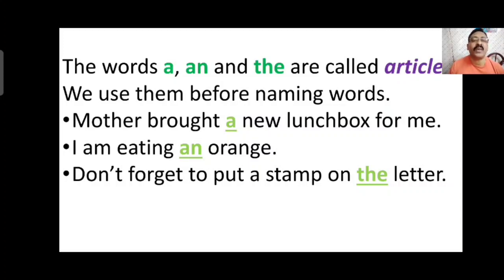You can see, children: Mother brought a new lunch box for me. I am eating an orange. Don't forget to put a stamp on the letter. In these three examples, you can see mother brought a lunch box for me; A is the article used here. In the second sentence, I am eating an orange; An is the article used. In Don't forget to put a stamp on the letter, The is the article used in the third sentence. Now we will know where and how we use these articles.